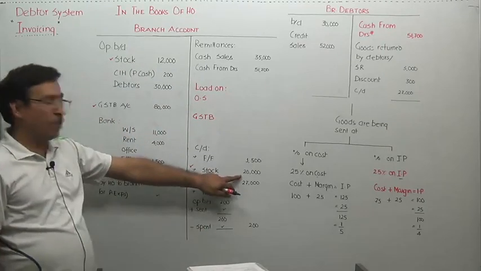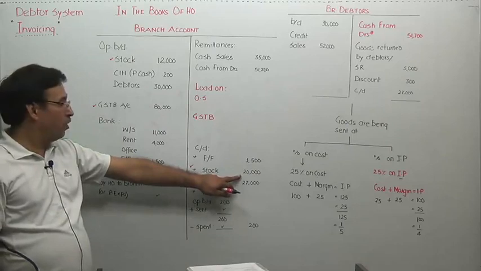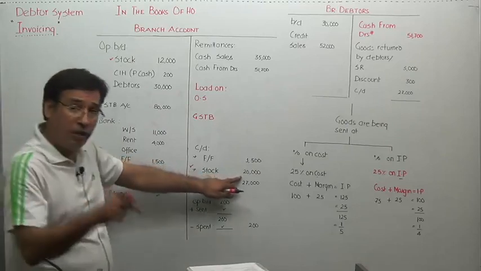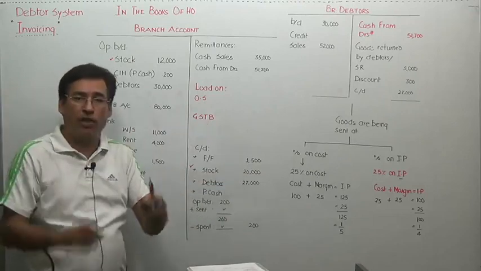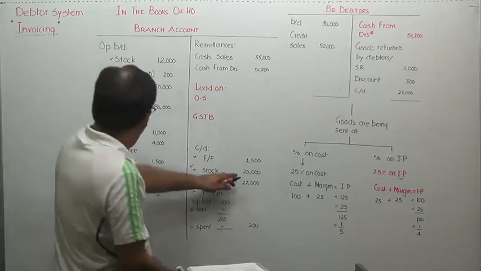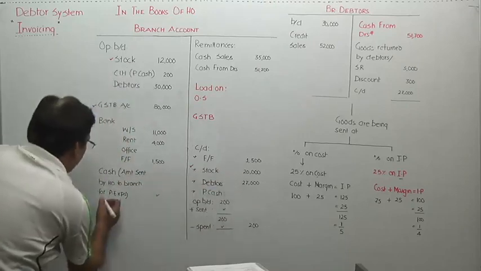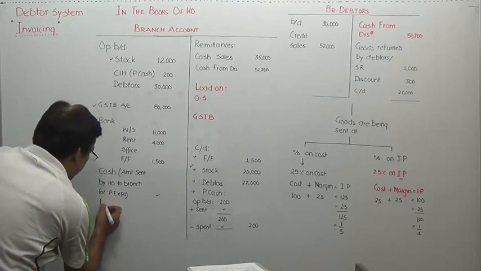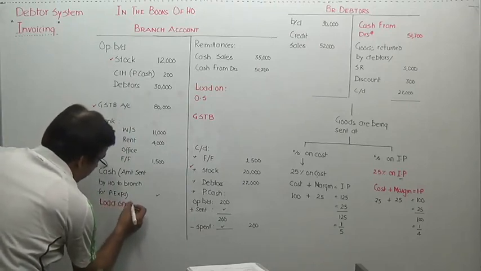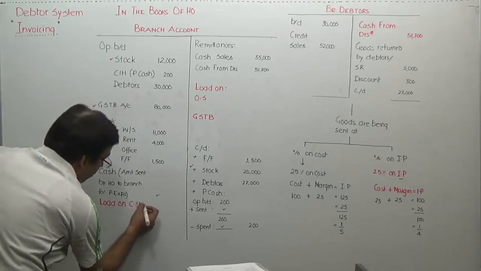Similarly, closing stock is given to you. Is it clear to you? Closing stock is 20,000. It is also at invoice price. I have already told you, items which would be furnished to you later on in the question shall always be at invoice price. And in order to bring it to cost, I will have to move over to the opposite side. I will have to write load on closing stock.